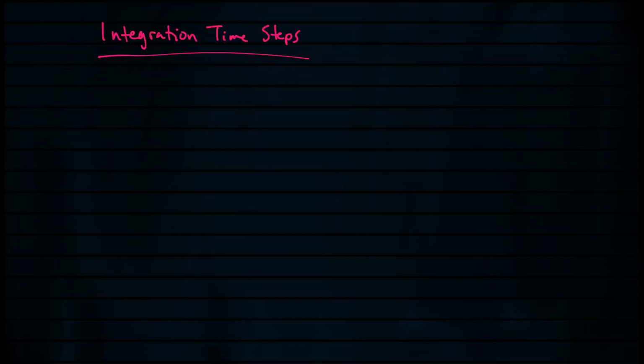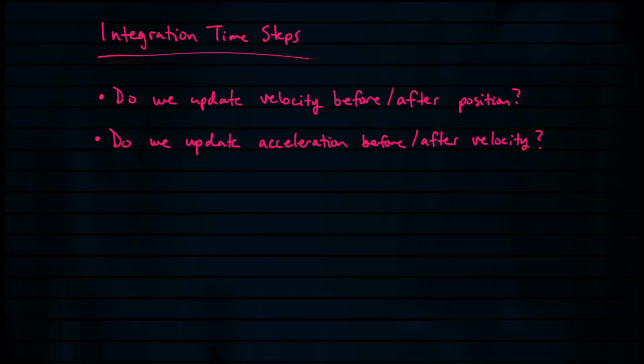There are some questions I think you should have in mind when you're thinking about how integration is working. For example, do we update velocity before or after the position? What about updating the acceleration before or after velocity? How big should the time step be? Should we control how small it is or how large it is? Or do we control a maximum size that it's allowed to be? Or do we keep it fixed? There are lots of considerations to keep in mind.